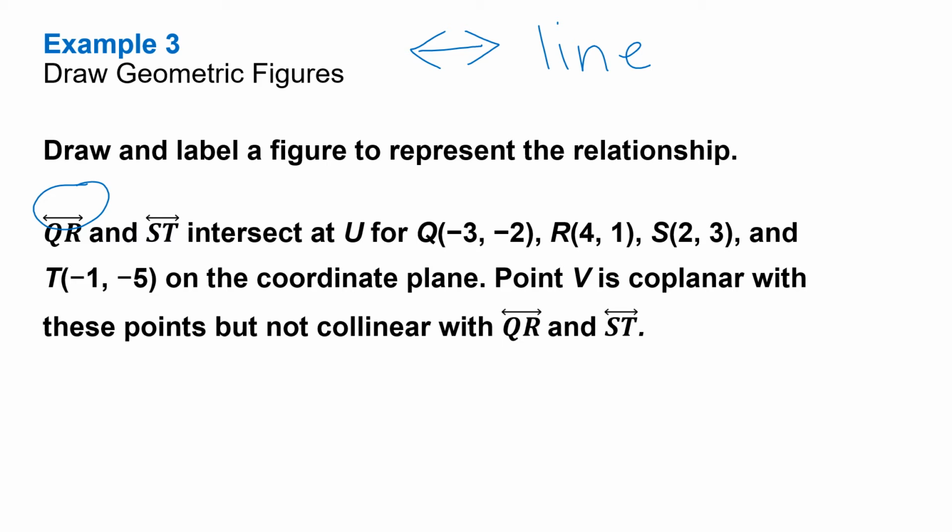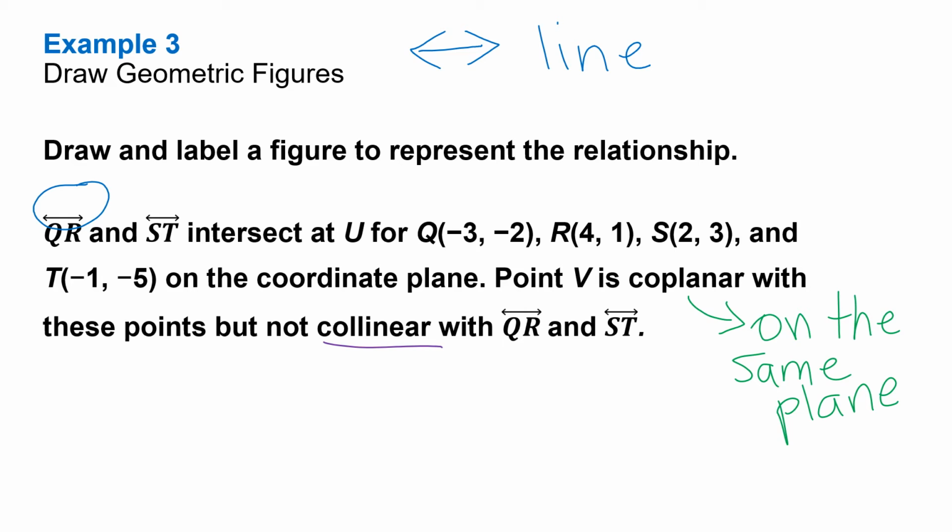All right, let's do a vocabulary review. What does coplanar mean? It means on the same plane. And what does collinear mean? Yeah, it means on the same line.